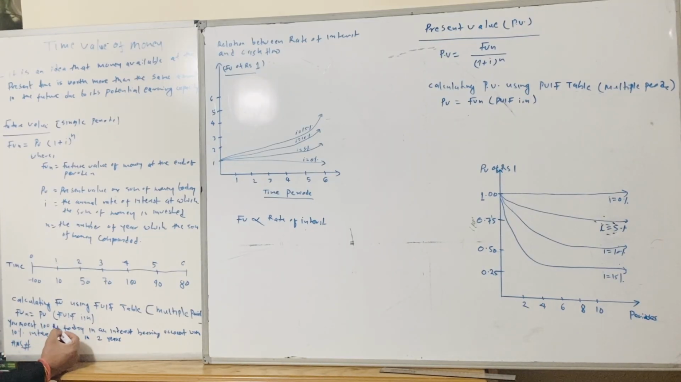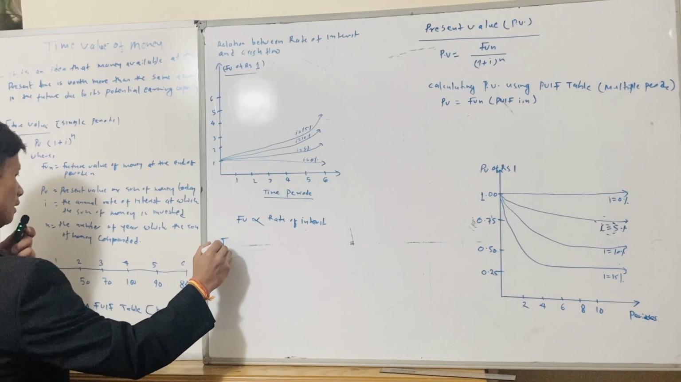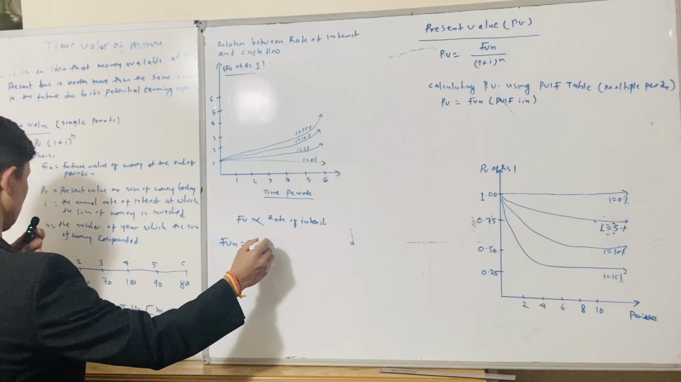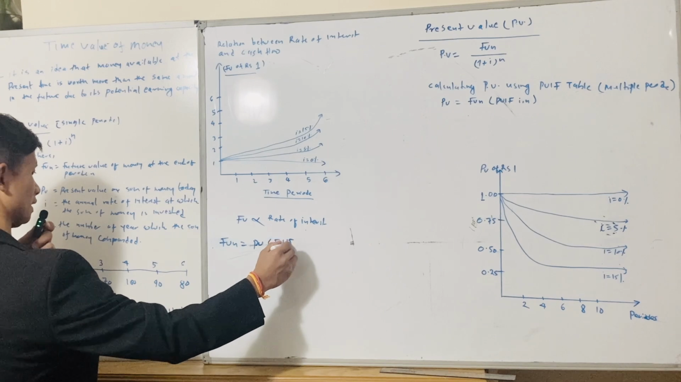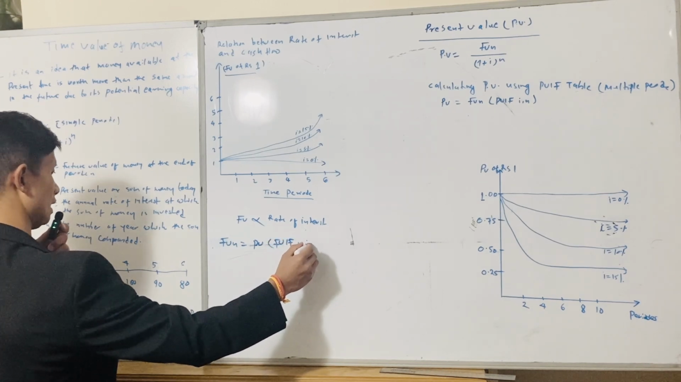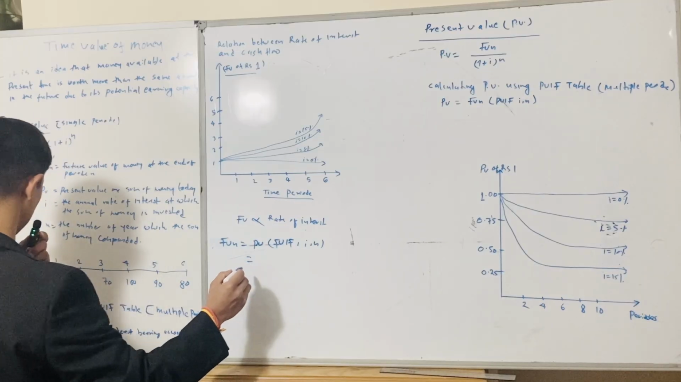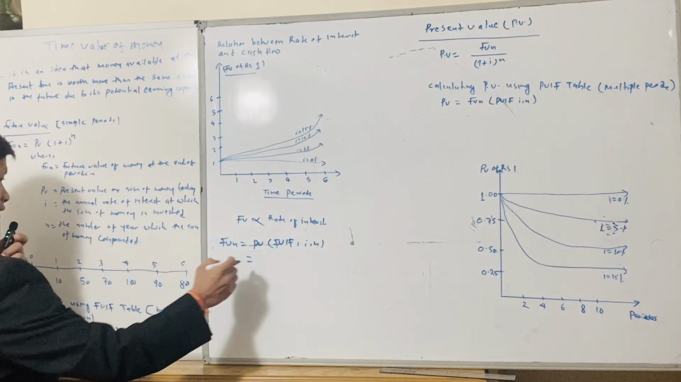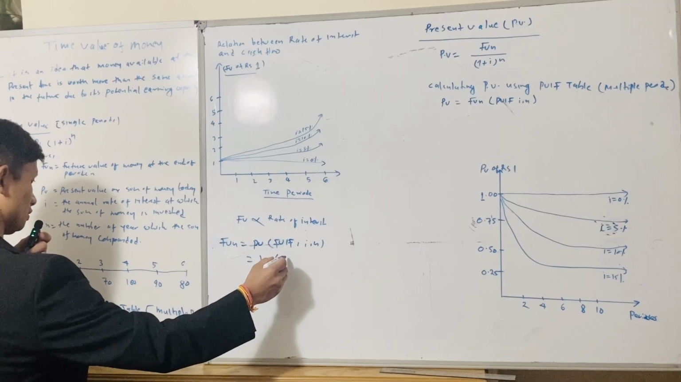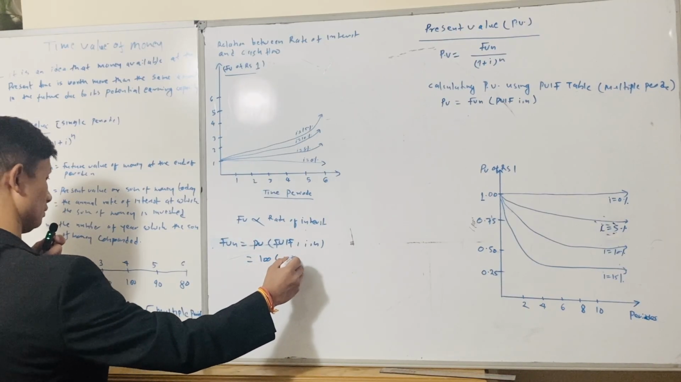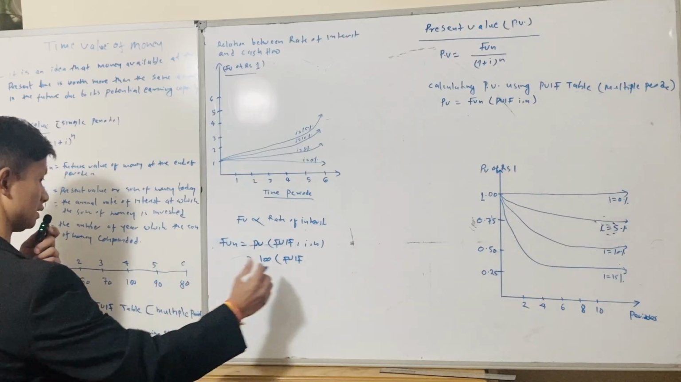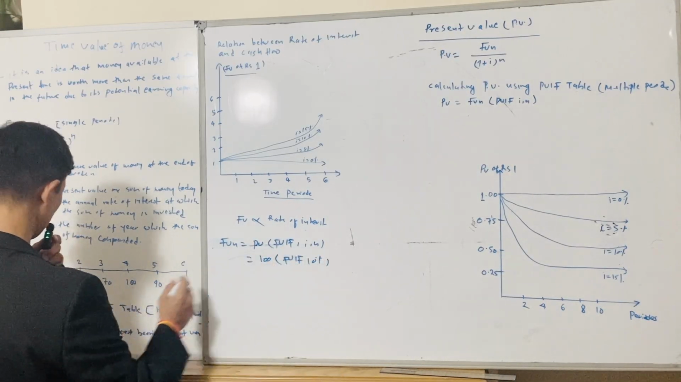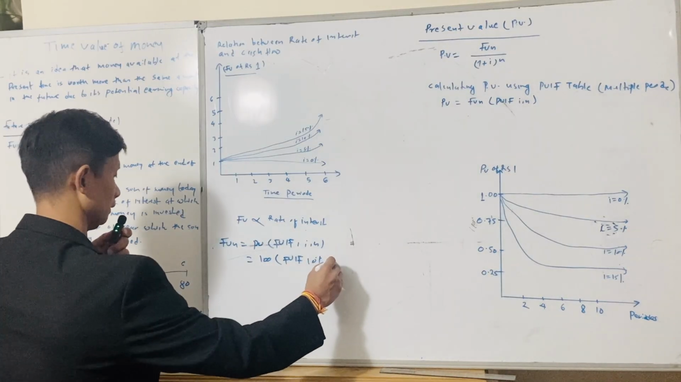If you invest 100 rupees today in an interest-bearing account with 10% interest for 2 years, the formula is future value of n equals present value times the future value interest factor for i and n. The present value is 100. The future value interest factor is based on the percentage, which is 10%. The number of years is 2 years.